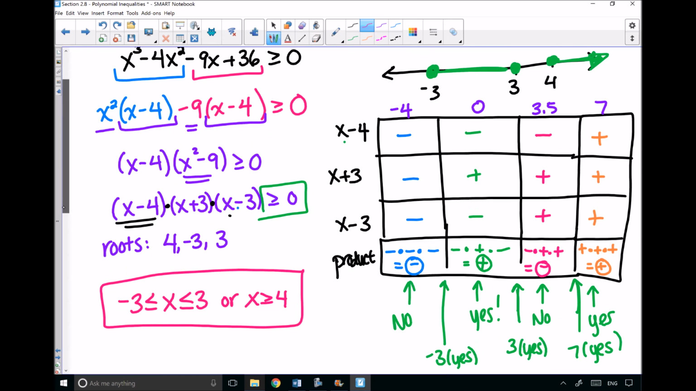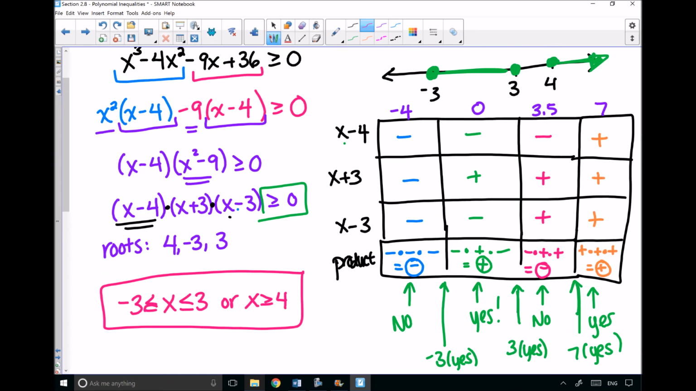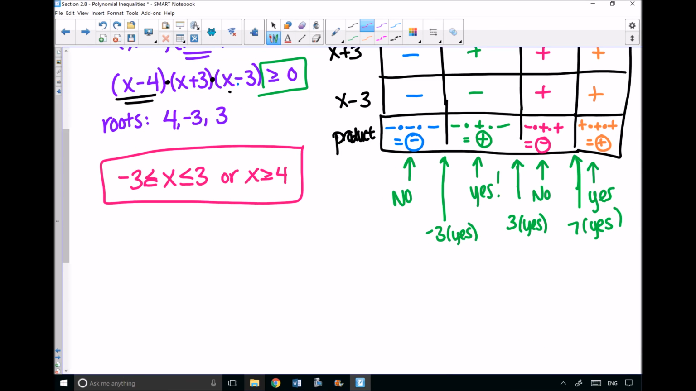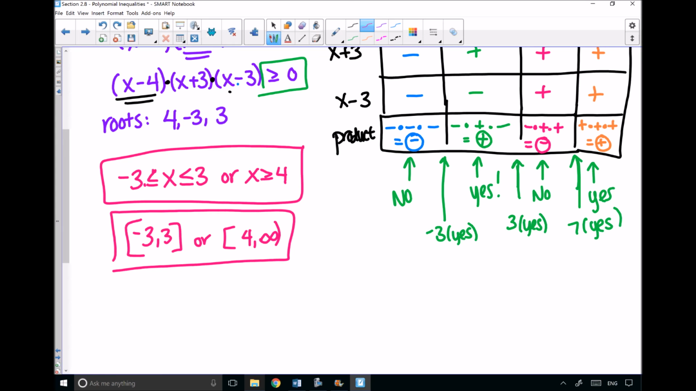Okay? If I were to write this in interval notation, then the way that this would be written is -3 to 3 in closed brackets, and then 4 to infinity. 4 is a closed bracket, infinity is an open bracket because I'll never reach that value.